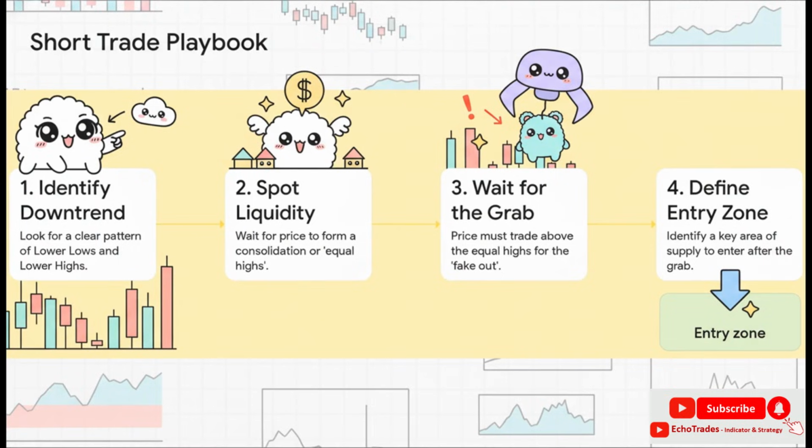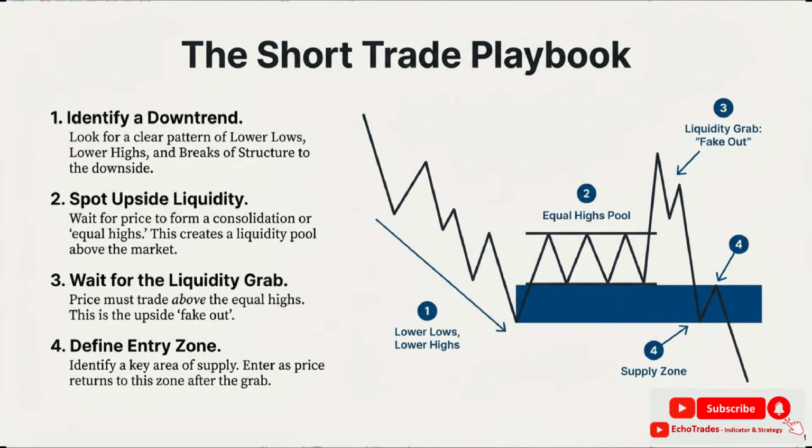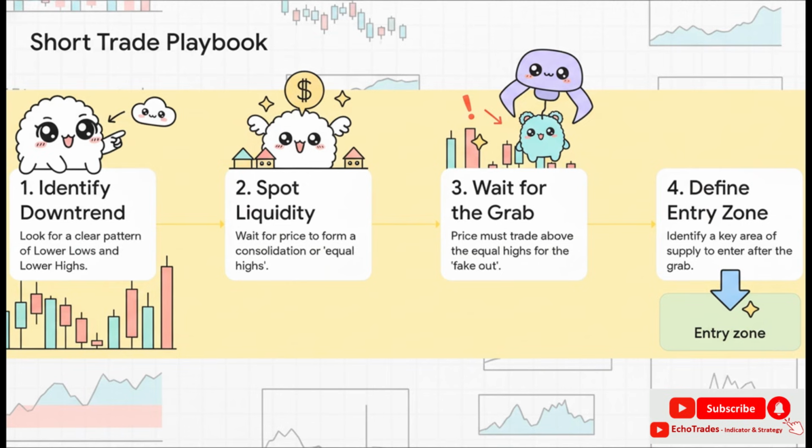And for selling, or going short, the playbook is the exact mirror image. It's the same logic just flipped on its head. First, we need a clear downtrend. Second, we spot the pool of liquidity resting above the market. Third, we wait for that little pop to the upside to grab the fuel. And finally, we define our entry zone to get back on board with that dominant downtrend.